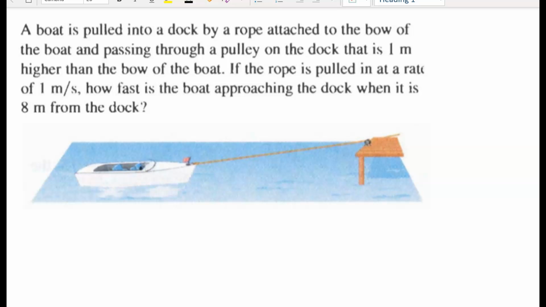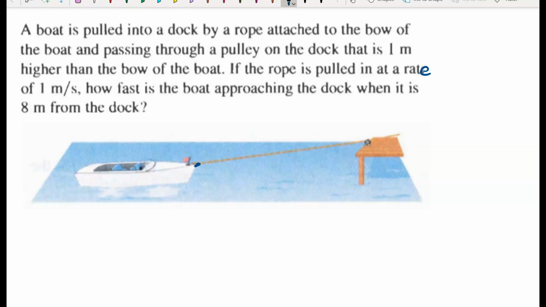A boat is pulled into a dock by a rope attached to the bow of a boat and passing through a pulley on the dock that is 1 meter higher than the bow of the boat. If the rope is pulled in at a rate of 1 meter per second, how fast is the boat approaching the dock when it is 8 meters from the dock?